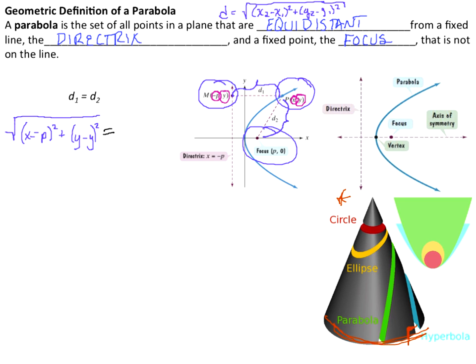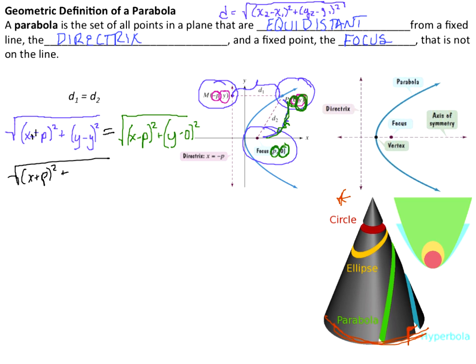Okay, so I'll do this one in green. All right, so I have the square root of x minus p squared plus y minus 0 squared. And now it is simply a matter of simplifying this all the way down. So first of all, this x minus negative p is really x plus p squared. So I'm just going to start the simplification process.